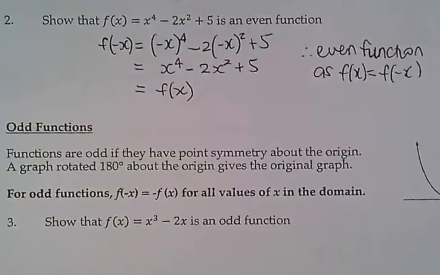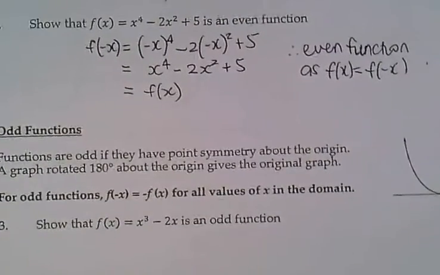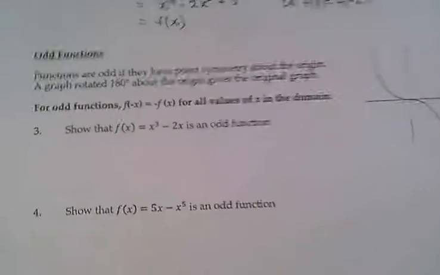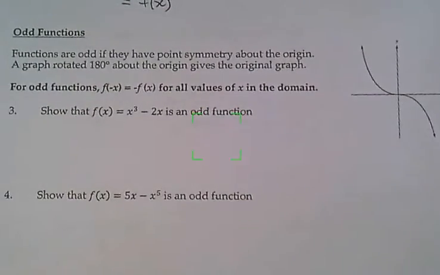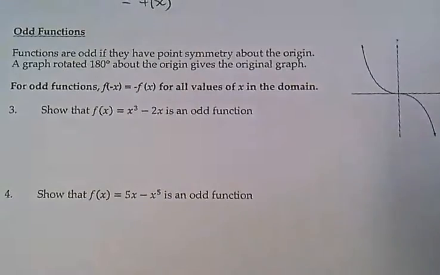Now, so that's even functions. You need to know two things: symmetrical about the y-axis and function of x equals function of negative x. Now, odd functions. Odd functions are not symmetrical about the y-axis. However, they have point symmetry. Now, you learnt about point symmetry, which is like a rotational symmetry of 180 degrees. Okay, so they have point symmetry about the origin.